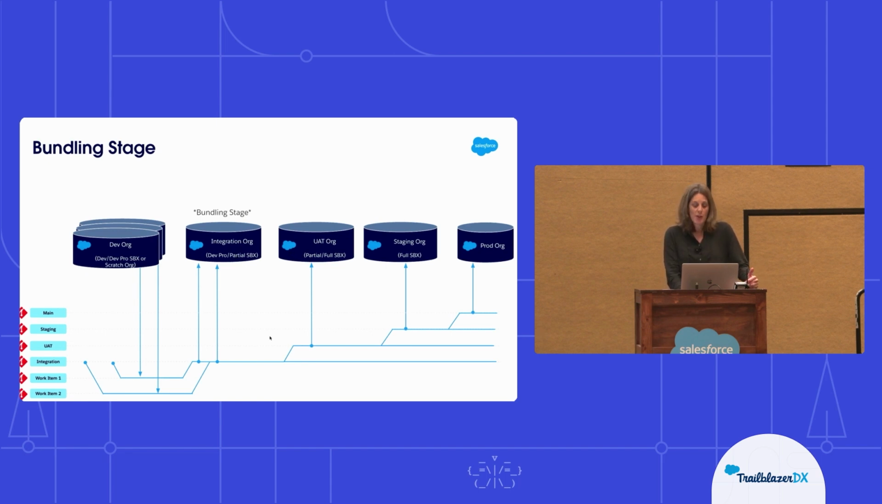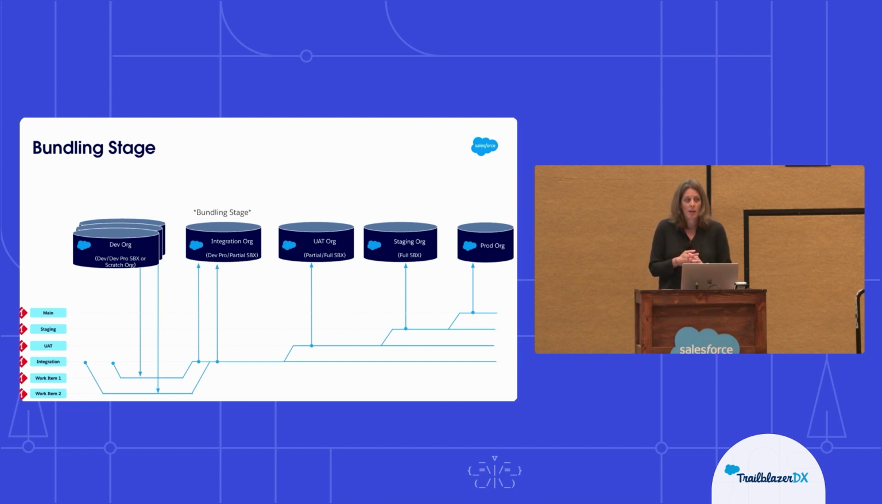And when we move to UAT, that entire branch is being merged into the next stage org. So here I know that once I've verified all my work in integration, I am moving that thing that I verified into the next stage. And I feel confident that the testing I did is now going to apply to that next stage. Similarly, when I go from UAT to staging, I know that everything I tested in UAT is now moving into staging when I'm ready.